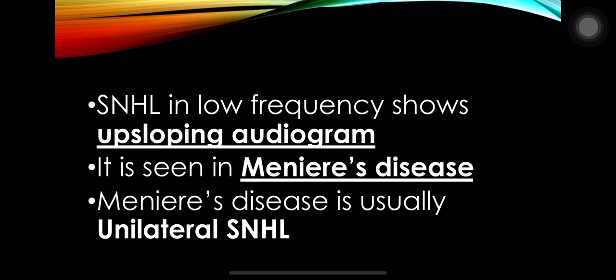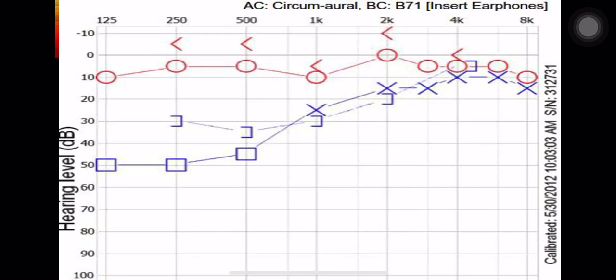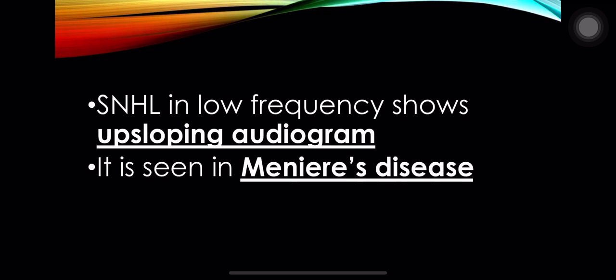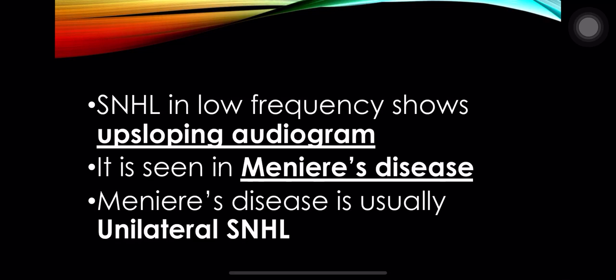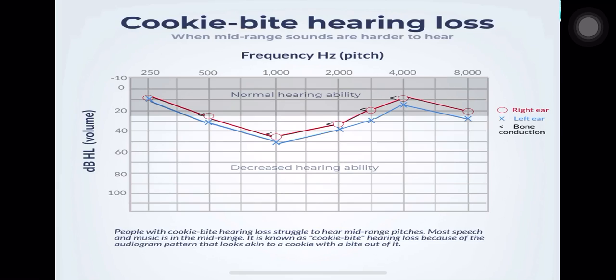Remember one thing, Meniere's disease is usually a unilateral sensorineural hearing loss. In this audiogram also, only the left ear is affected, not the right ear. It's a unilateral sensorineural hearing loss. So it's Meniere's disease. Now, we have seen both high frequency sensorineural hearing loss and low frequency sensorineural hearing loss.